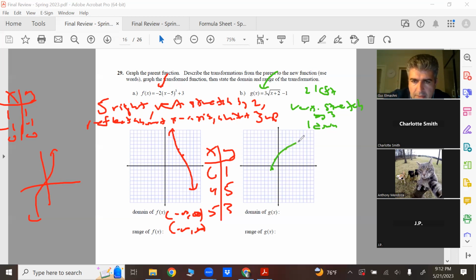Yeah, so the graph looks like that. The domain is obviously going to be -2 to 0. Sorry, to infinity, my bad. And the range is going to be from -1 to infinity. So that's 29.